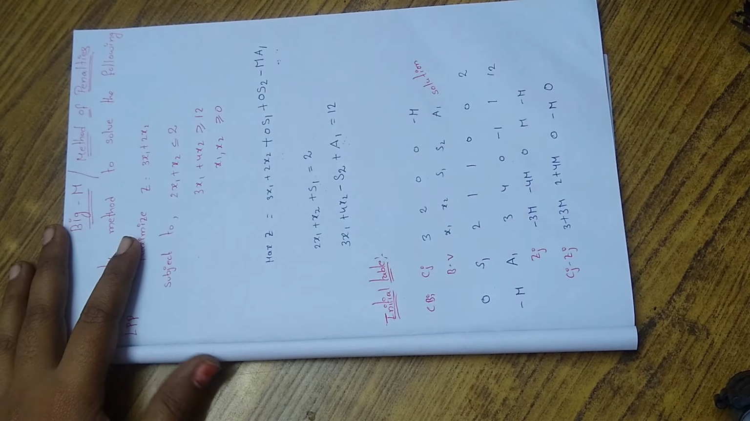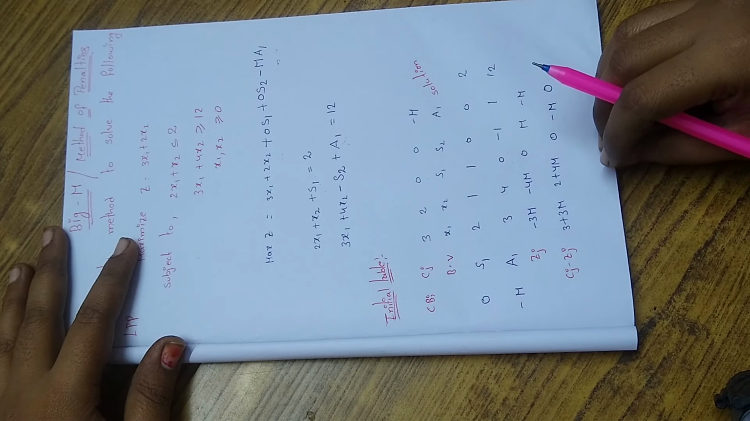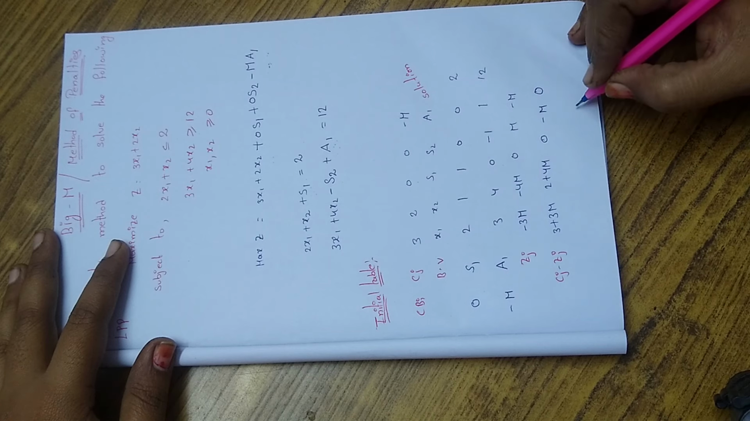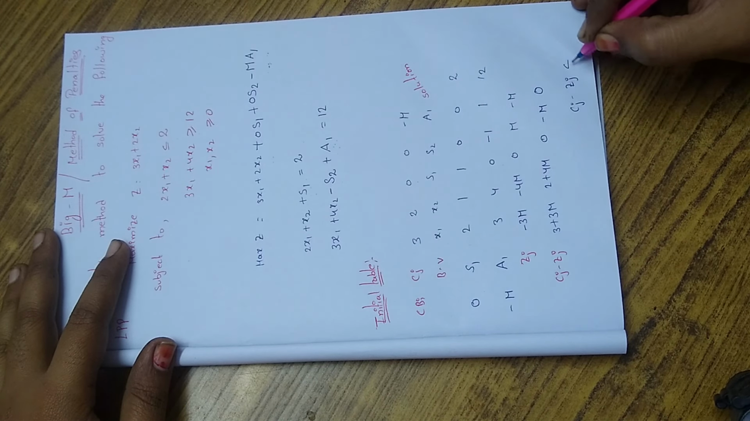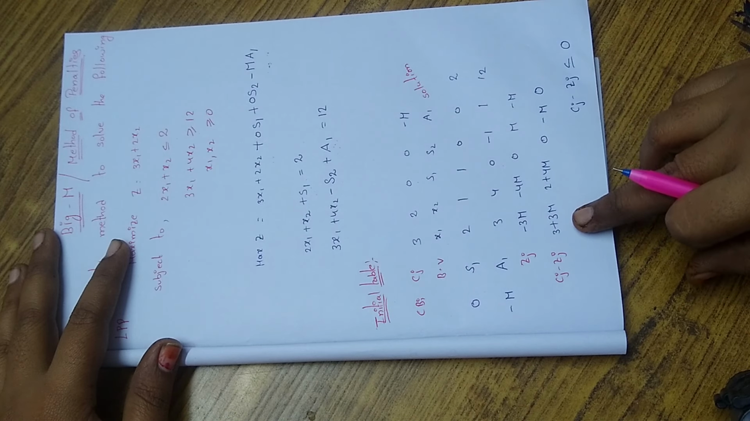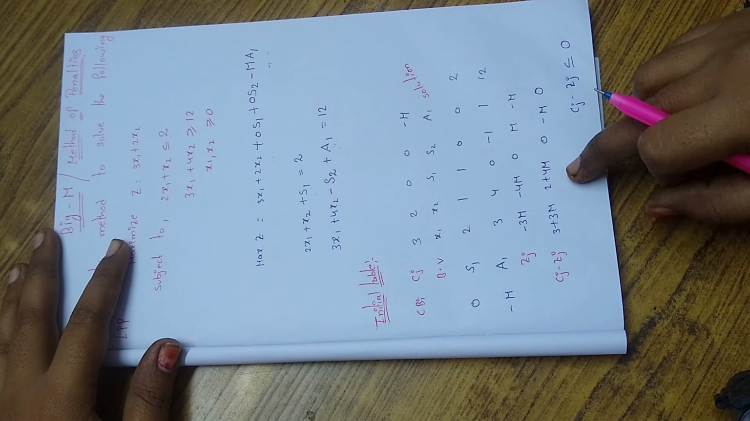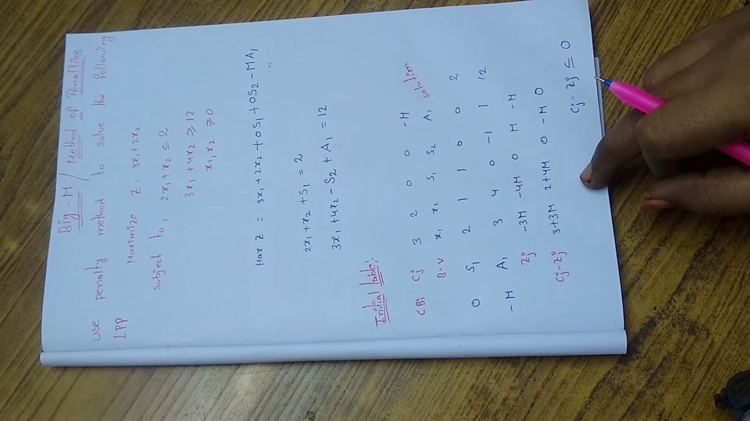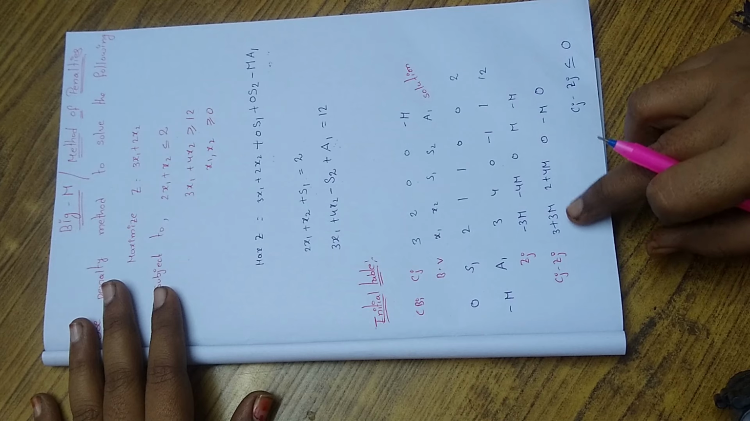What is the optimality condition for getting the optimal solution? Cj minus Zj must be less than or equal to 0. But here there is a positive value in two places. So first of all we have to select the maximum value, in M.